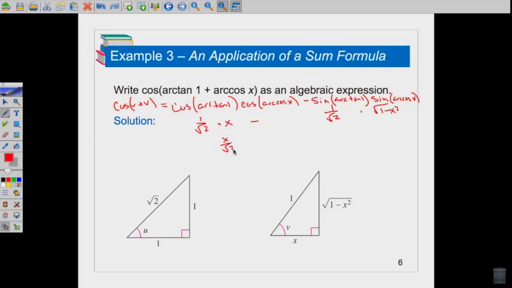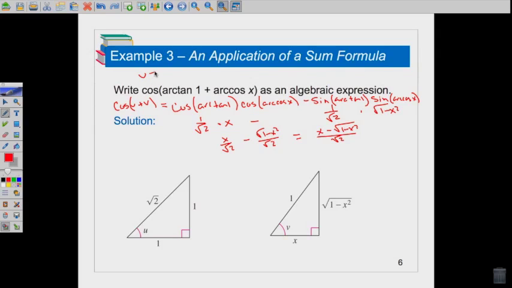Once all of that's figured out, it's really a lot simpler to simplify the whole thing. I have x over the square root of 2 minus, let's see, the square root of 1 minus x squared over square root of 2. Fantastic. I have the same denominator, so that makes it easy. x minus square root of 1 minus x squared, all over square root of 2, when I combine it all. And that's pretty much as simplified as I can get it. It looks extremely messy. But I have written the cosine of arctangent 1 plus the arc cosine of x as an algebraic expression.